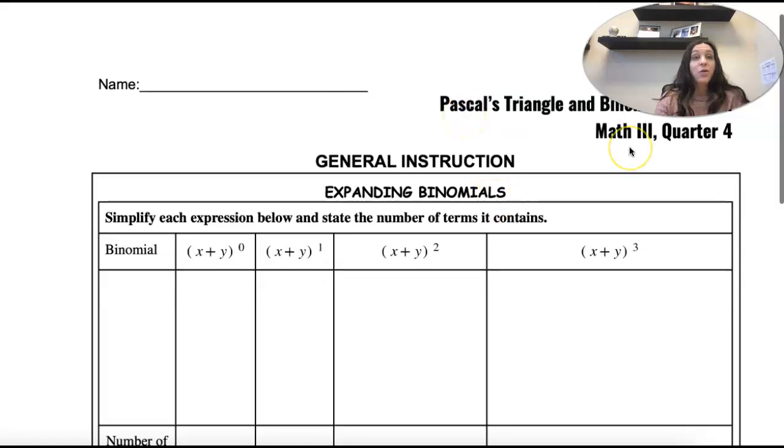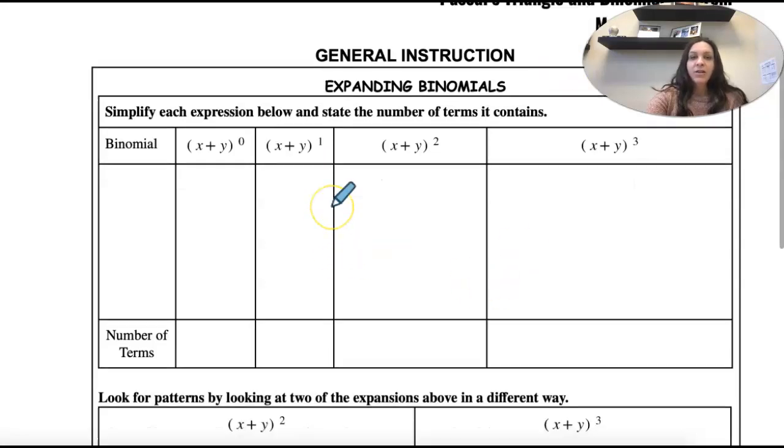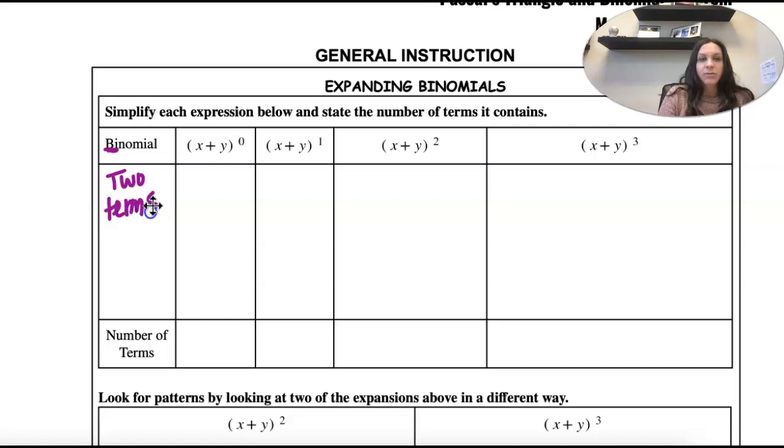Quarter 4. Since this is just one section, it's kind of long, but once you get the hang of it, it goes really quick. It's just knowing how to use Pascal's triangle. Okay, so first I just want to look at what expansion means. So a binomial means two terms in the polynomial.